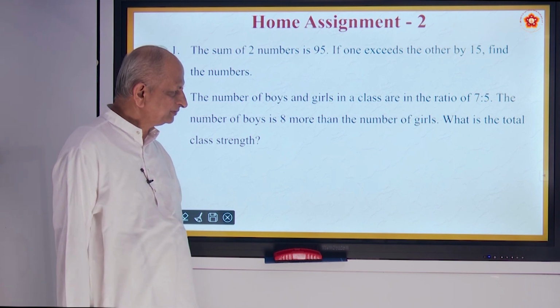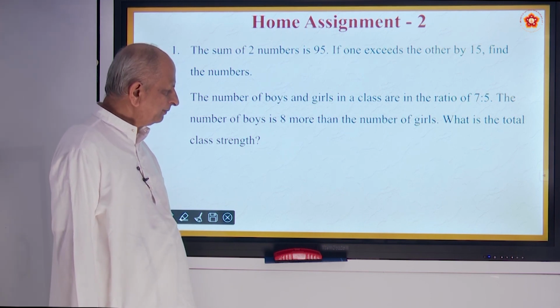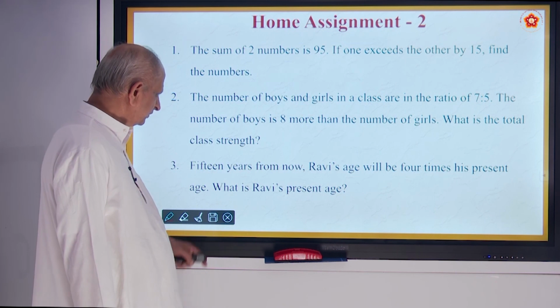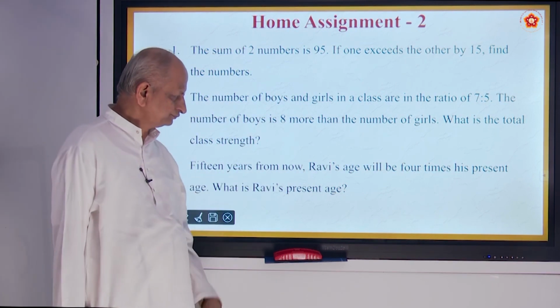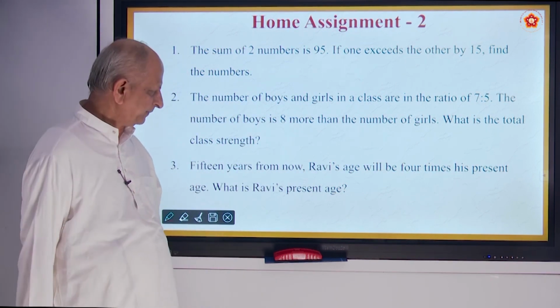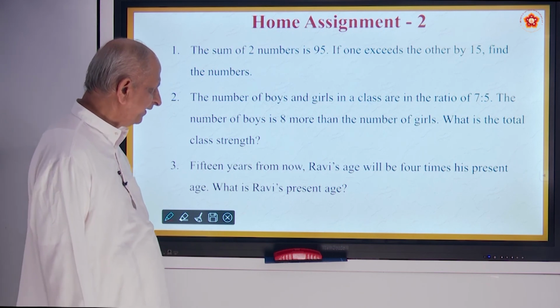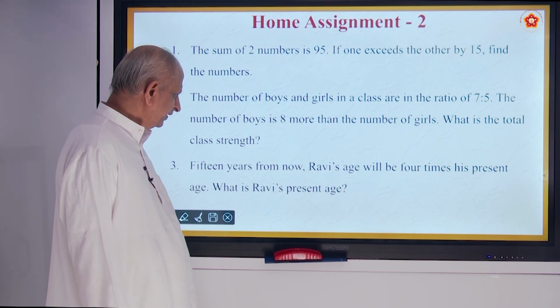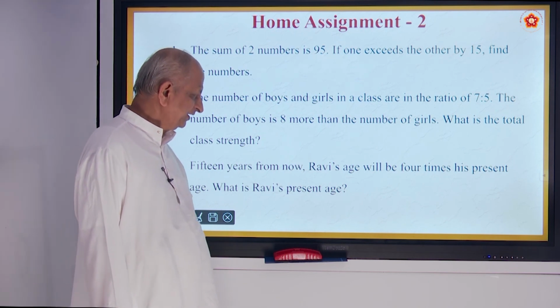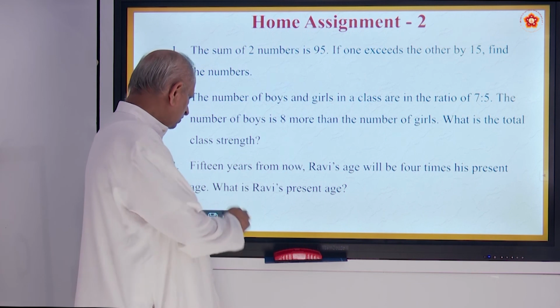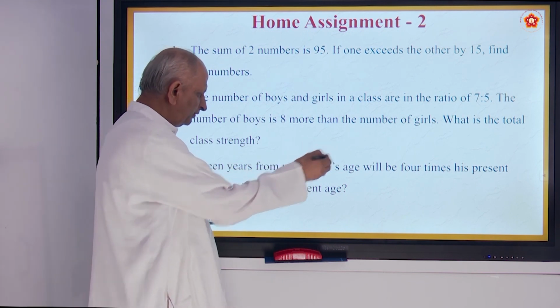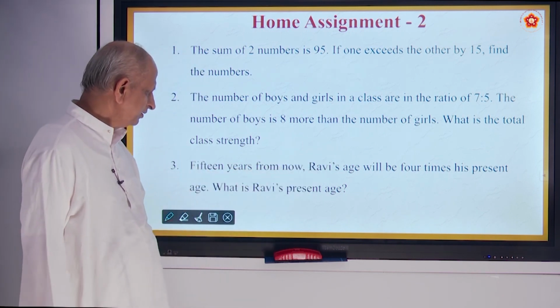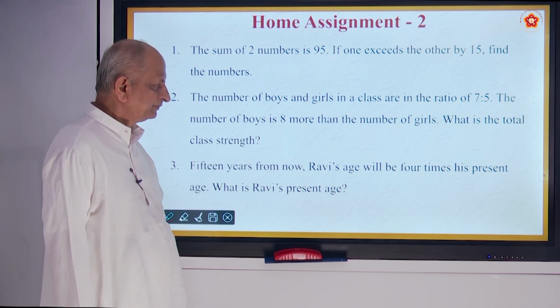And one more, if you want, you can take 15 years from now, that is plus 15, you must make. Ravi's age after 15 years is 4 times his present age. What is Ravi's present age? So, after 15 years it will be 4 times. What is Ravi's present age they are asking.